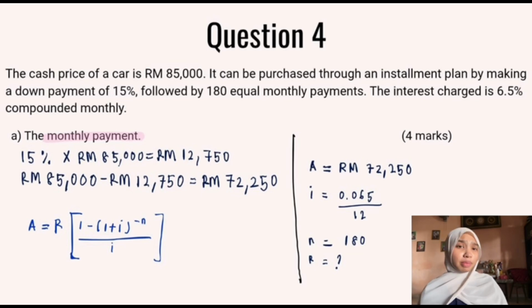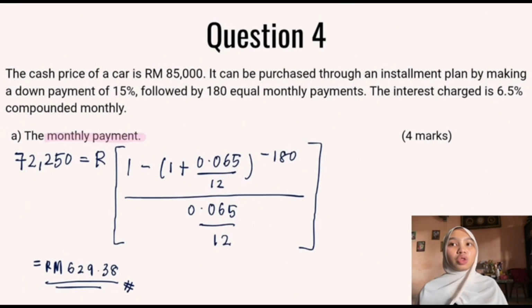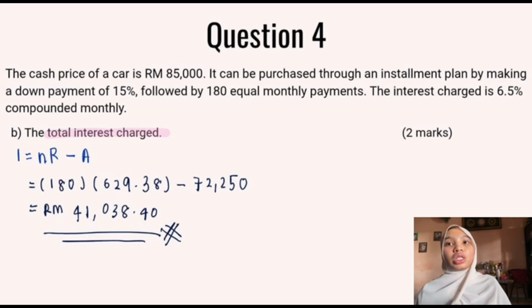And then to calculate the monthly payment, we need to use the annuity formula, which is A equals R times 1 minus (1 plus i) to the power of negative n, over i. A is 72,250, i is 6.5% over 12, which is 0.065 over 12, and n is given as 180. So we need to find the monthly payment, which is R. We substitute the values into the formula and we will get the answer. The monthly payment is approximately 629.38.